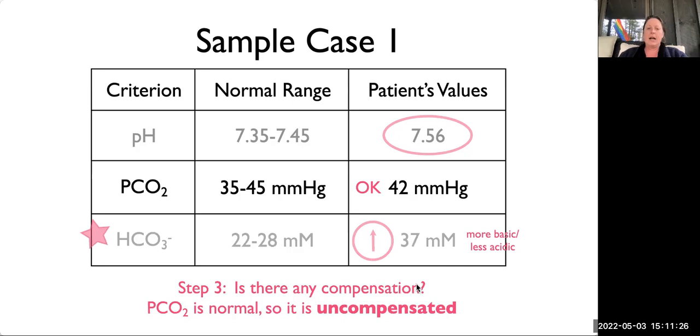Okay. Now, the next thing we need to know is, is the body compensating for it? You know, are the respiratory mechanism or renal mechanism working to fix the problem? So now we're going to look at the PCO2. Because it is normal, within normal range, that tells us that it's not doing extra to fix the problem. This person has uncompensated metabolic alkalosis. All right, let's take a look at another one.